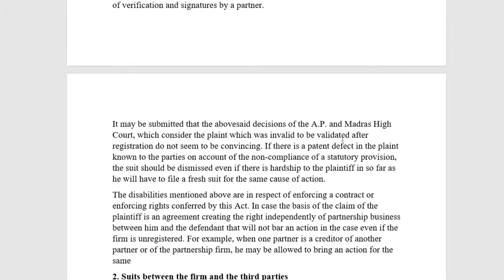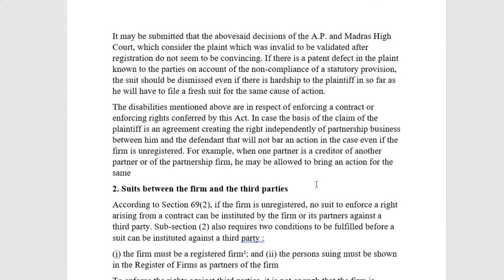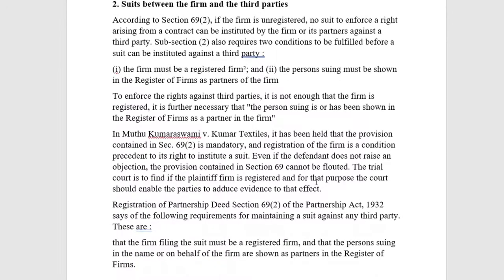So this aspect we have to see, and with regard to this, the AP and Madras High Court has also taken a stand. It may be submitted that the above said decisions of the AP and Madras High Court, which consider the plaint which was invalid to be validated after registration, do not seem to be convincing. If there is a patent defect in the plaint known to the parties on account of the non-compliance of the statutory provision, whatever it may be, the subsequent curing cannot be provided if the partnership firm is not registered. The suit should be dismissed even if there is hardship to the plaintiff insofar as he will have to file a fresh suit for the same cause of action. So this aspect we have to appreciate with the help of case laws.